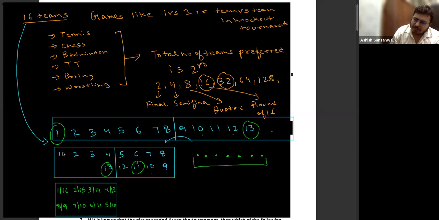Because if we continue this pattern, then one will compete against four, two will compete against three. Is this clear? Can I erase it? I think the concept of seeding is clear. Now we can focus on our question.